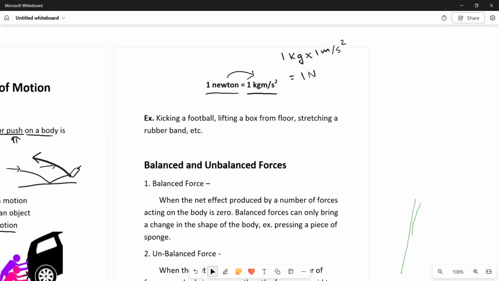Okay, and different examples when force is applied are given over here. Kicking a ball. Whenever a footballer kicks a ball, he applies some force on the ball, and because of which the ball which is at rest comes into motion.